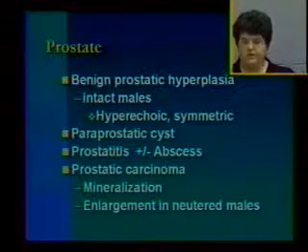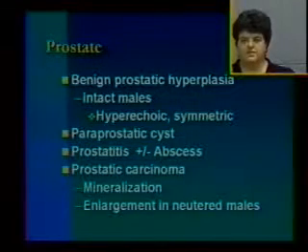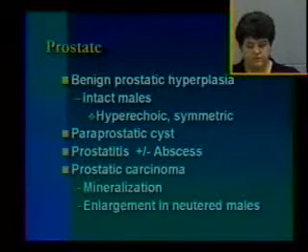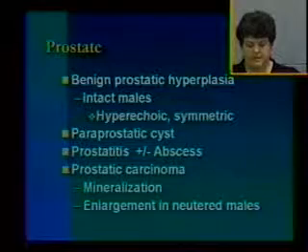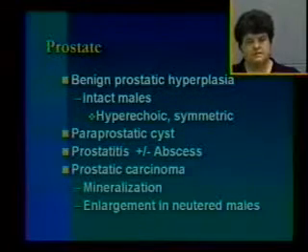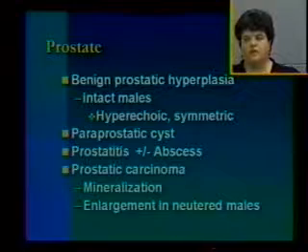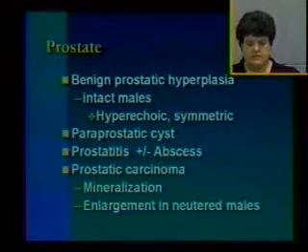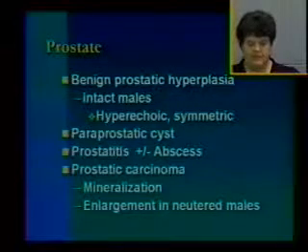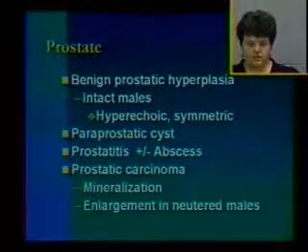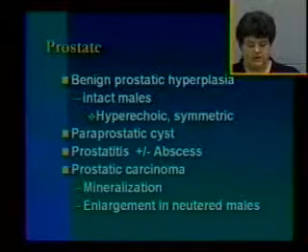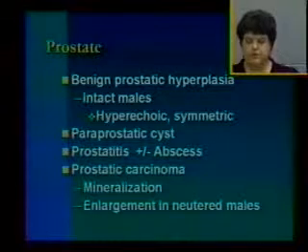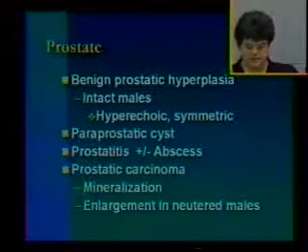And this is another thing where it really depends on the animal's clinical signs and whether or not they're intact or neutered. So the first three things, the BPH, paraprostatic cyst, and the prostatitis, are most commonly going to occur in your intact male dog. These are abnormalities. The benign prostatic hyperplasia is just enlargement secondary to hormonal stimulation. It's going to be nice and symmetric radiographically. It's going to be hyperechoic on ultrasound.